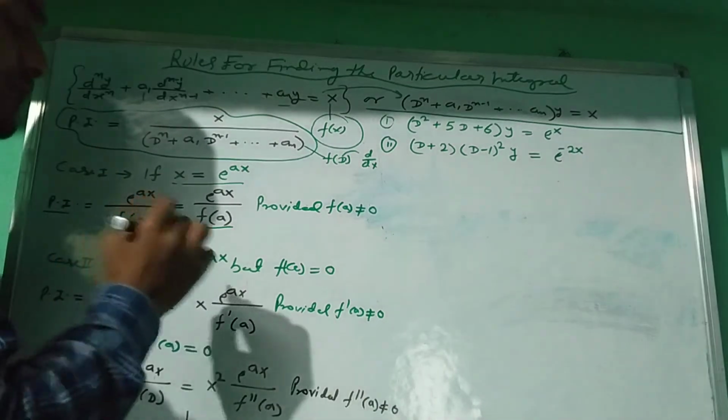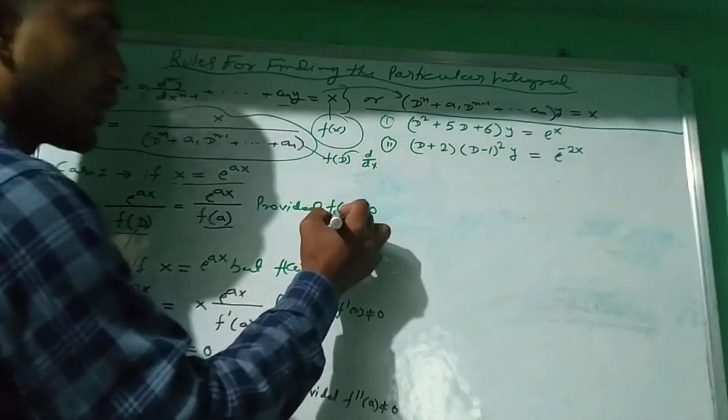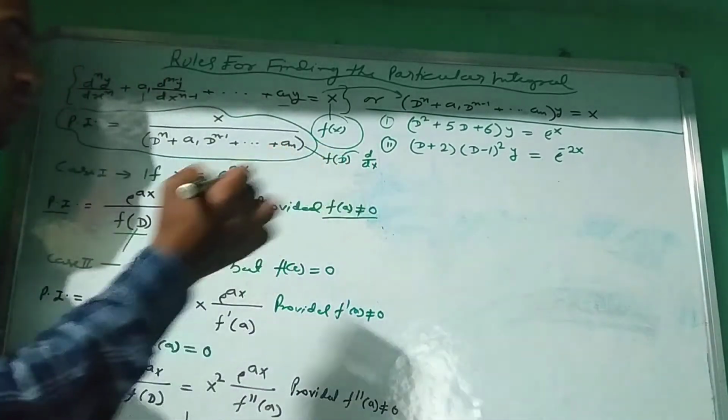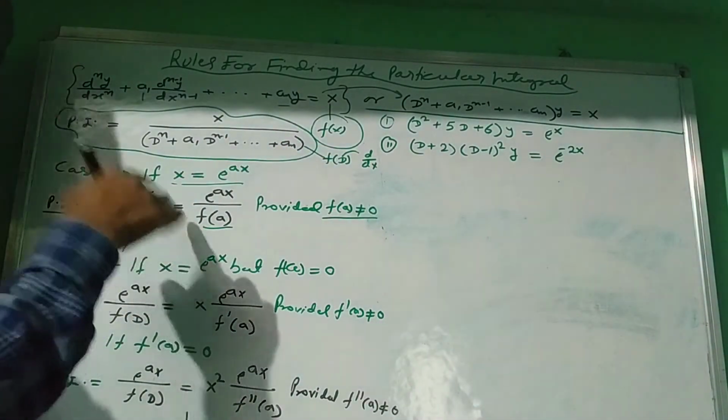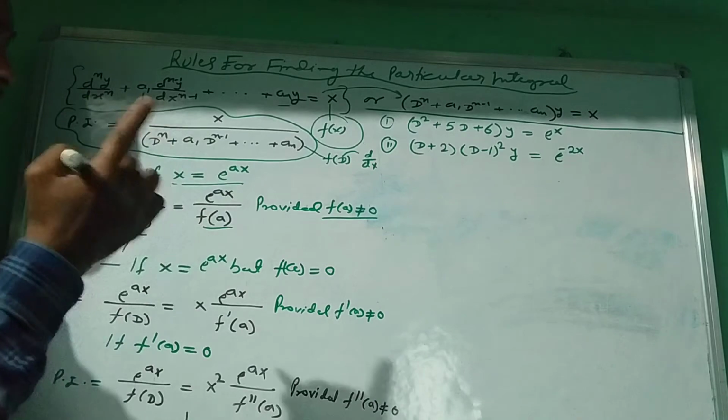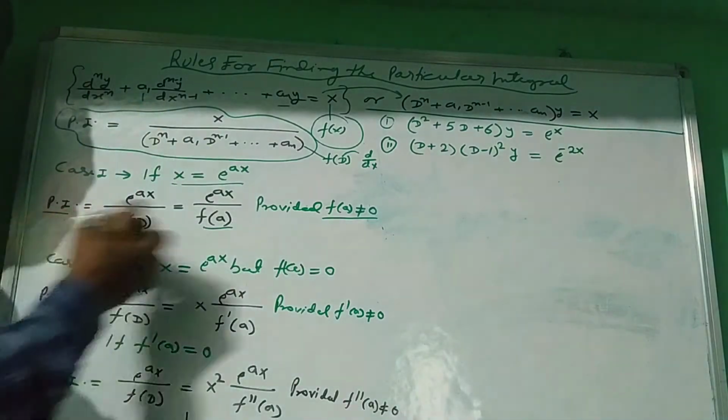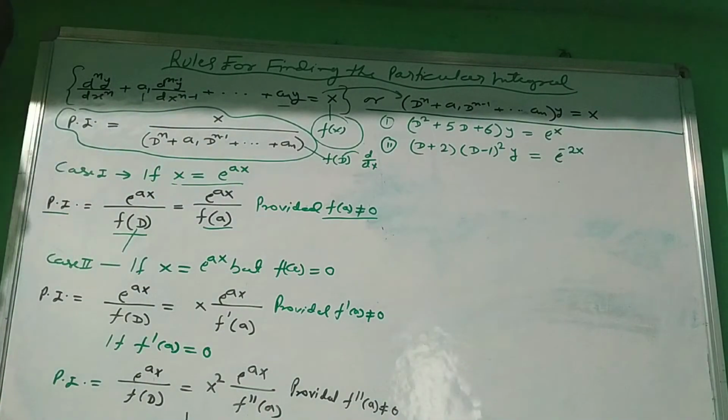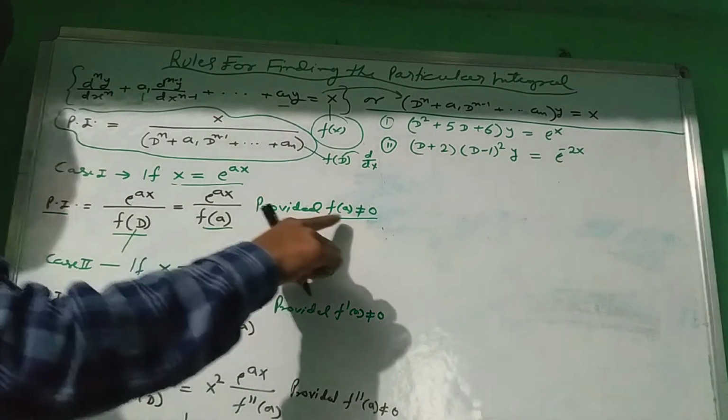But always f(a) not equal to 0. If the denominator part equal to 0, then this function does not exist, because something upon 0 equal to infinite. So always f(a) not equal to 0.